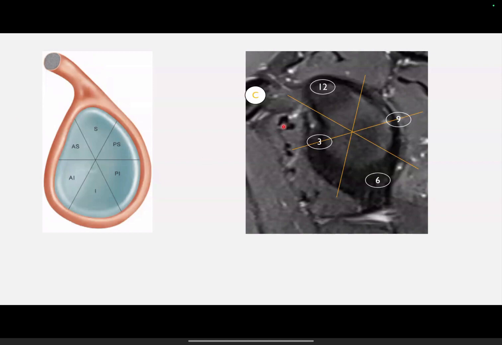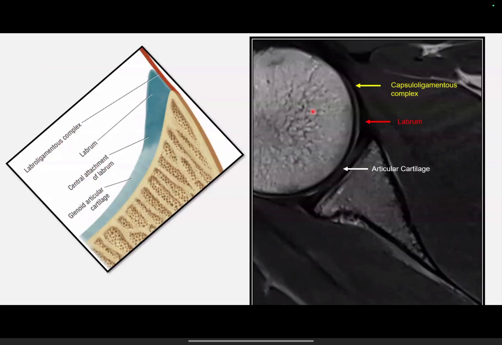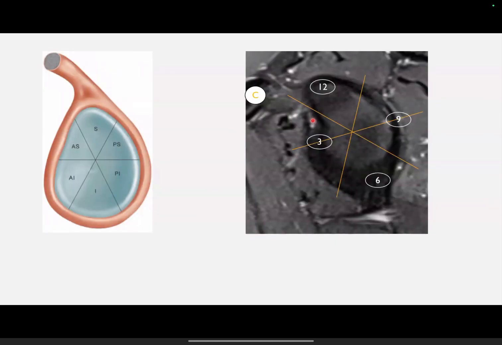So you can divide it into six quadrants, and here the coracoid will be at the 1 o'clock position. According to that, 12 and 3 will be anterior, then 6 and 9. Whenever you describe any labral tear, you should give the quadrant and the o'clock position, so it will be easy for the arthroscopic surgeon to see on scopy.